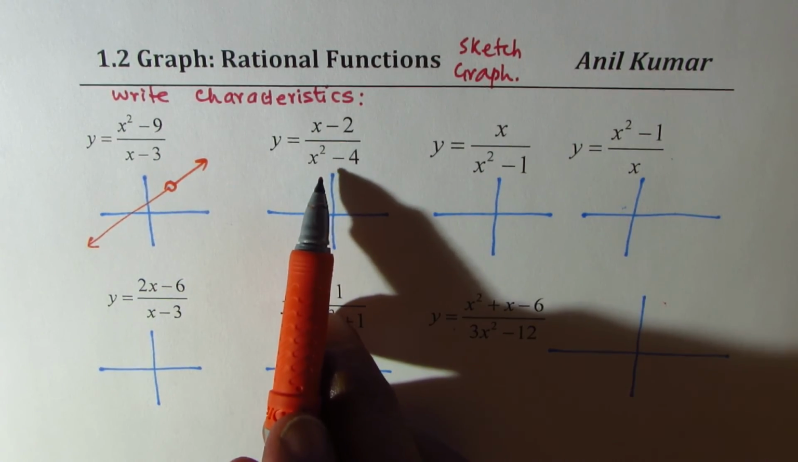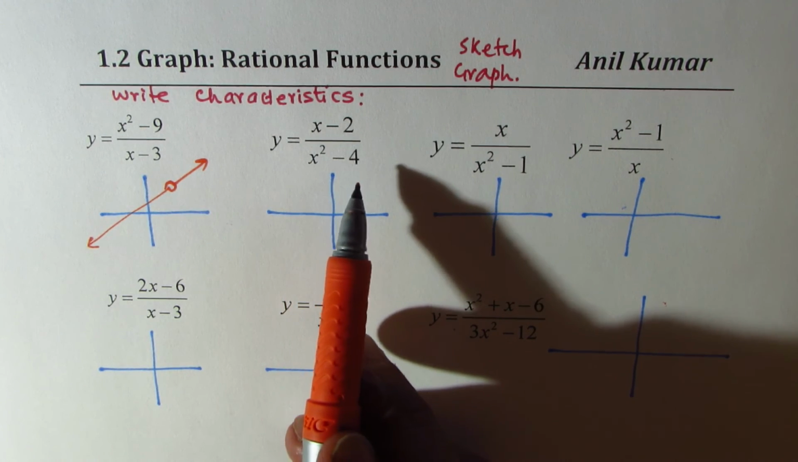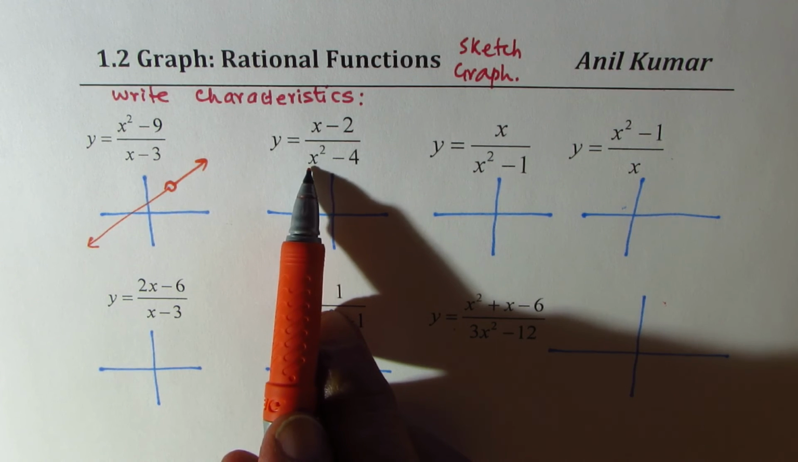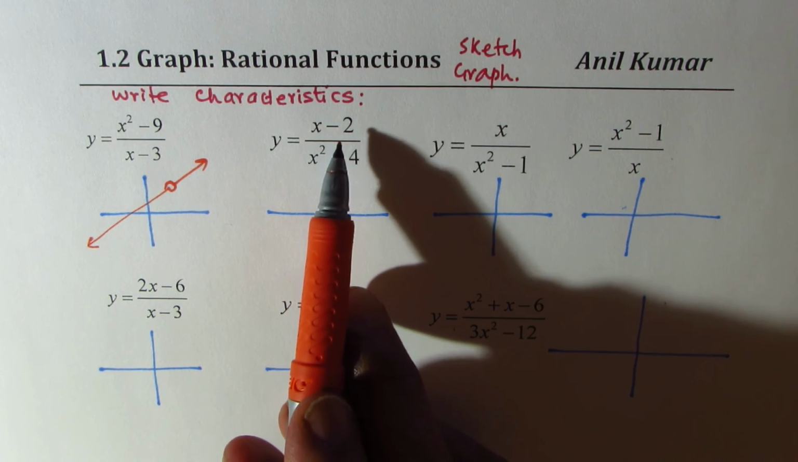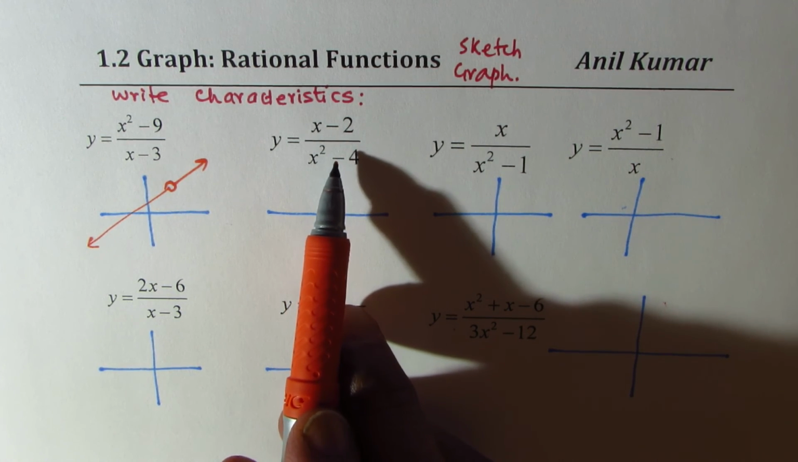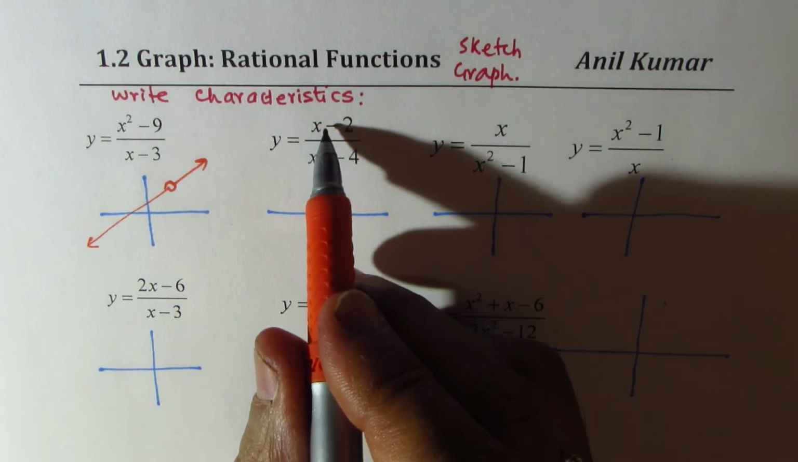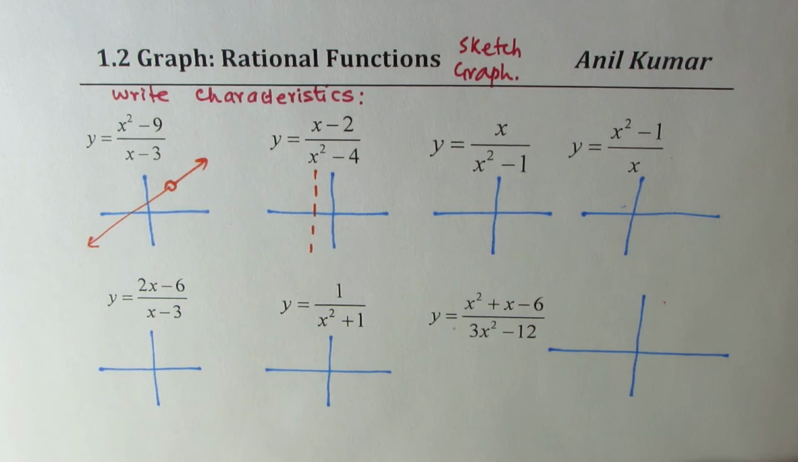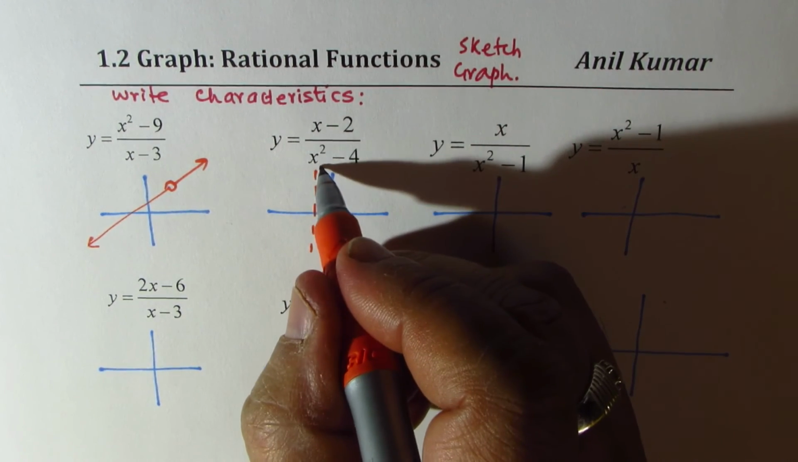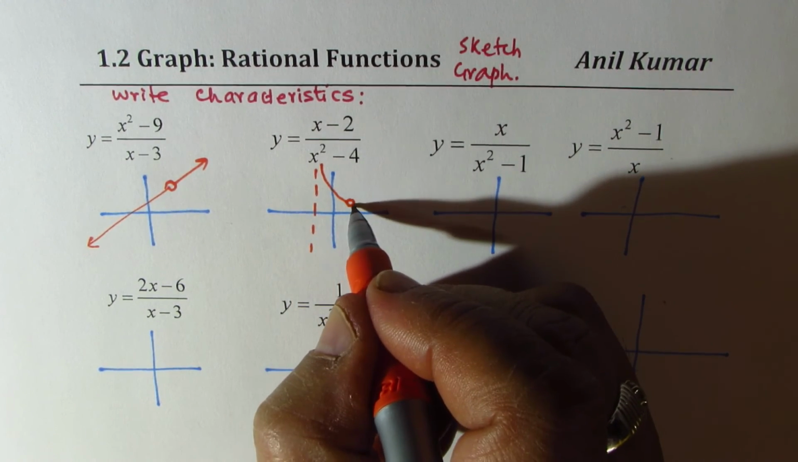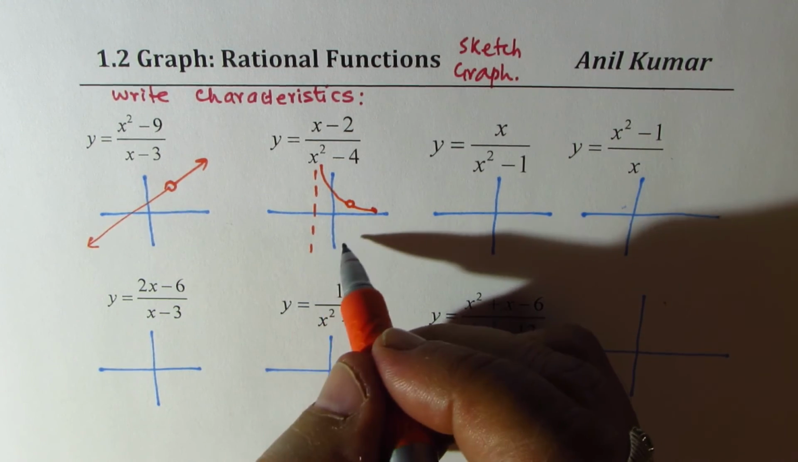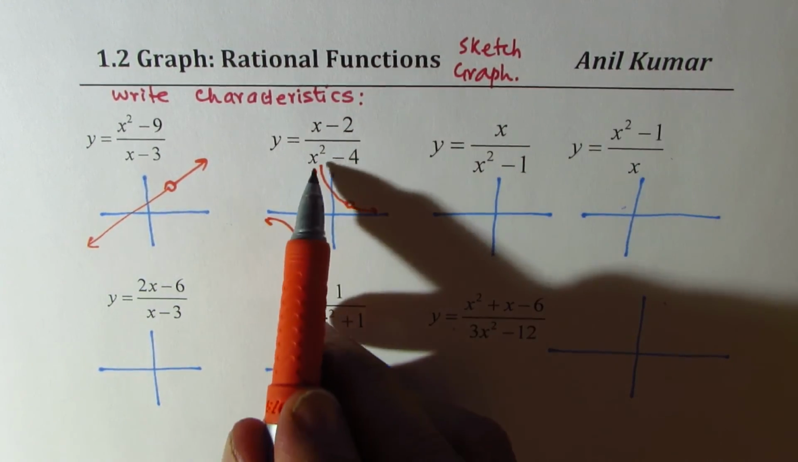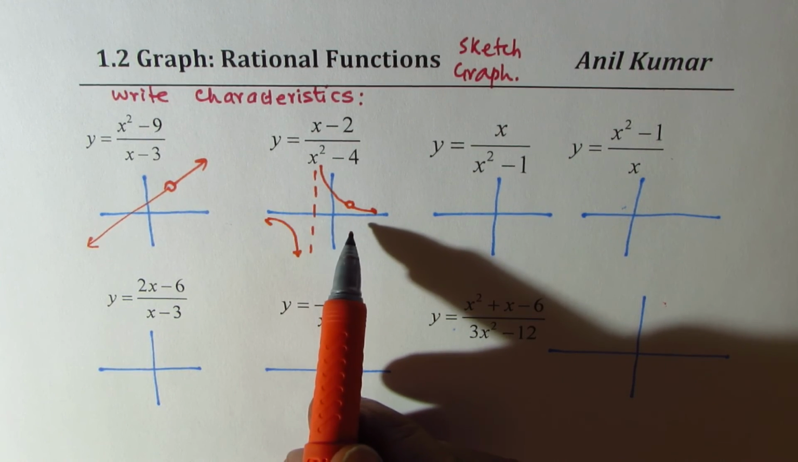The second one here has a denominator which can be factored, x plus 2 times x minus 1. One of them leads to a hole, the other one to a vertical asymptote. Hole is at 2, vertical asymptote is at minus 2. So let me sketch the vertical asymptote here and the hole at 2. So it's kind of like this. Horizontal asymptote, since the degree of denominator is higher, is y equals 0.